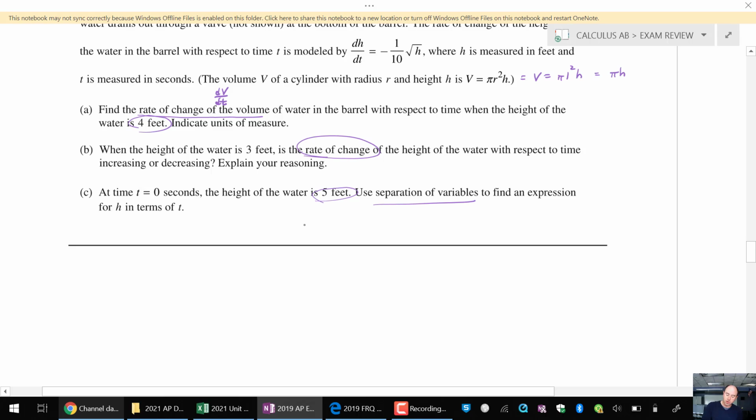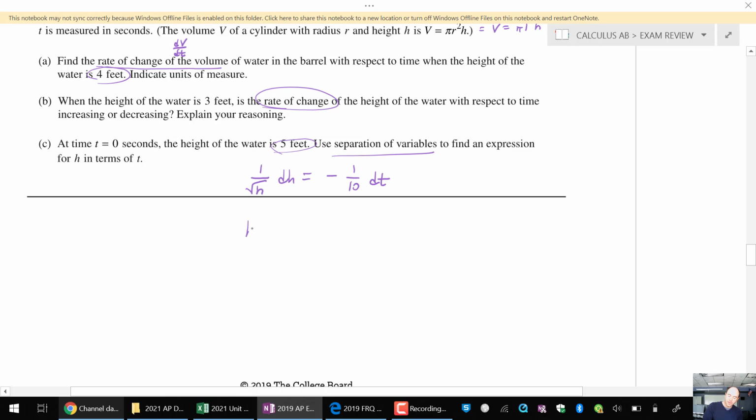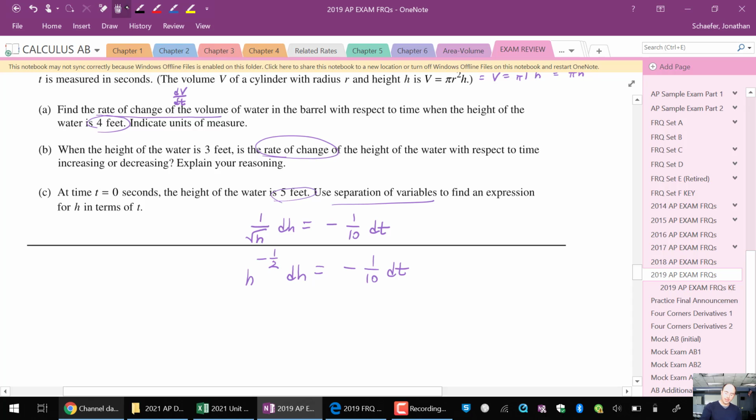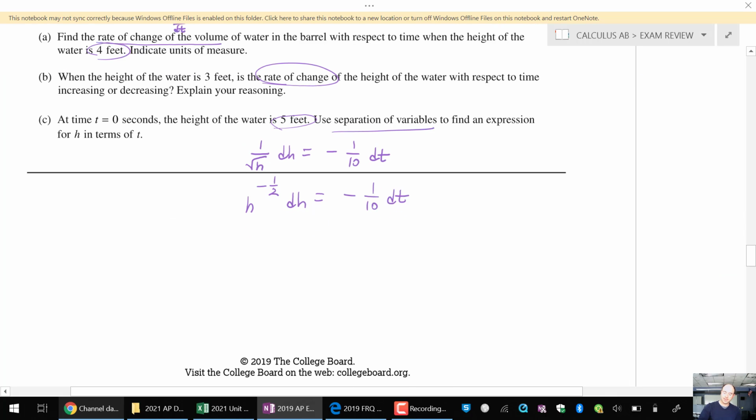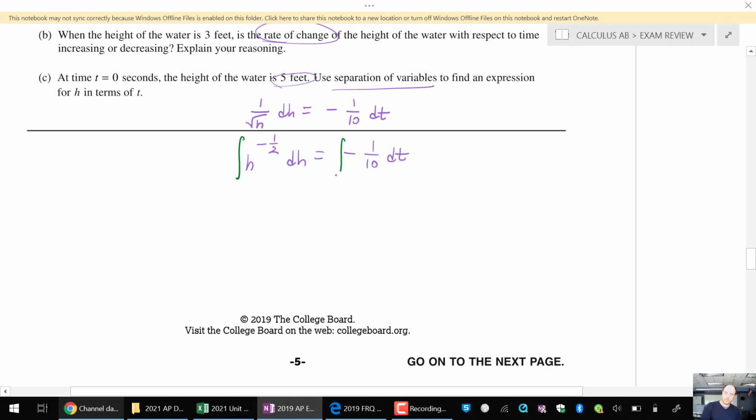We'll separate first. So how about 1 over the square root of h times dh equals negative 1/10 dt. Push your h's on the left and then bring the t's to the right. And I'm going to further write this in some easier notation for me to do this antiderivative. All right, h to the negative 1/2 dh equals negative 1/10 dt. I'm now ready to integrate. So separate, integrate. Let's do that right now, left and right.